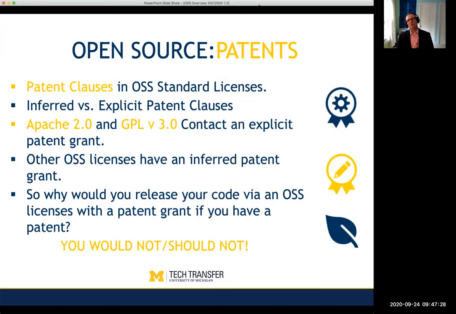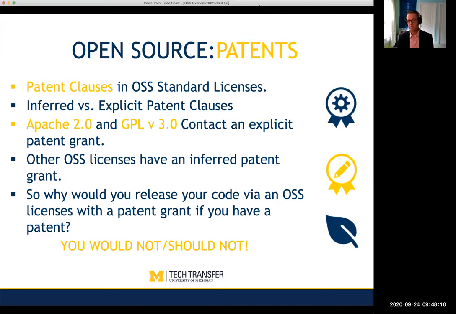So moving on here for the last 15 minutes or so, really patents are something that comes out. Patent clauses are in OSS standard licenses, and sometimes they're inferred and sometimes they're explicit. In the Apache license and GPL license, they have an explicit patent grant. So what does that mean? That basically means that if you have a piece of software and it's covered by a patent and you release that software under Apache or GPL, it's an explicit grant that basically says, I gave this to somebody and now I cannot sue them for patent infringement. So probably something you really need to think hard about.